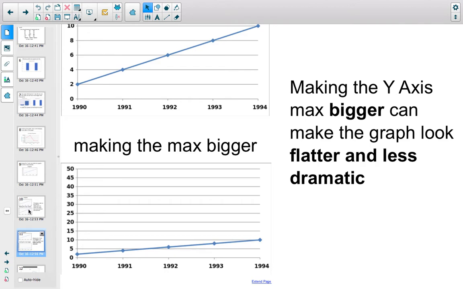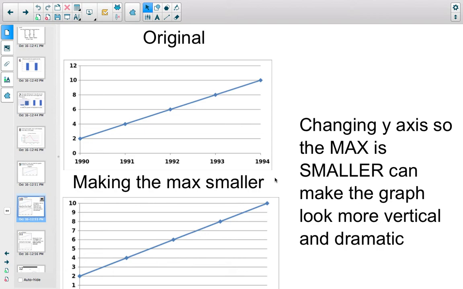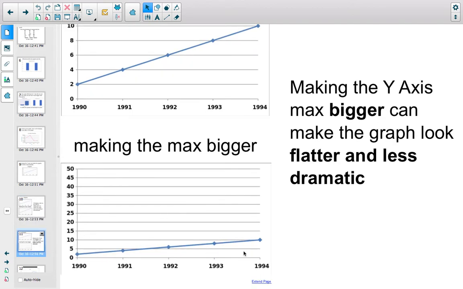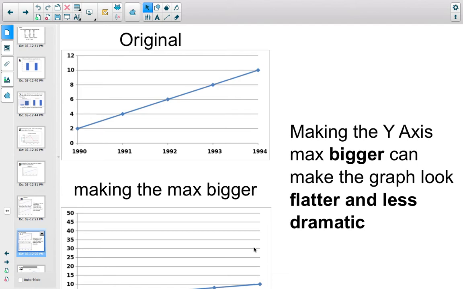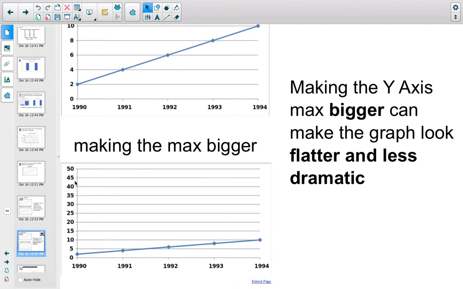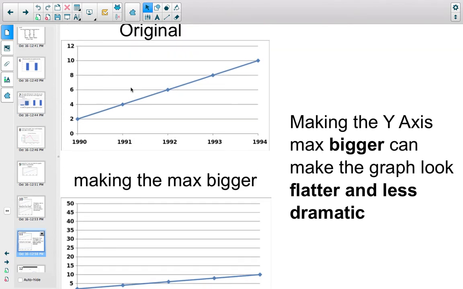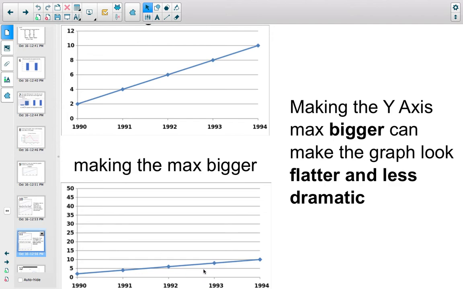And you can make good news look even better by shrinking the y-axis, right? You can say, oh, but look at all the money we're making versus the crime is not going up fast. So making the y-axis bigger, right? Increasing your maximum on the y-axis, you don't need to go up to 50. The highest you get up to is 10. Why are we going up to 50? To make the line look flatter.